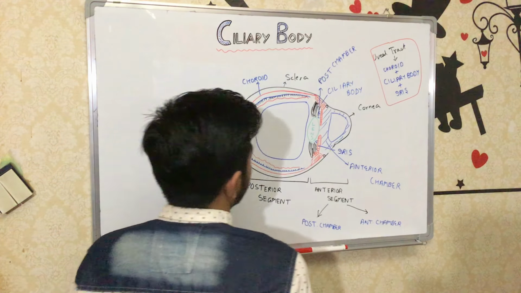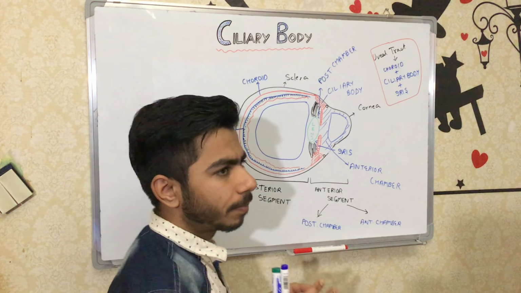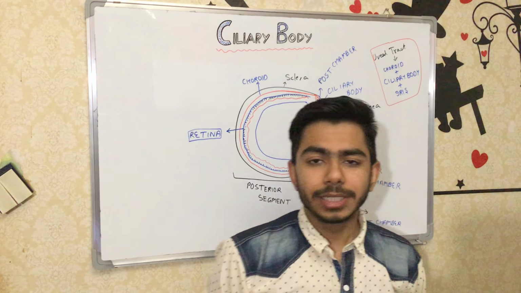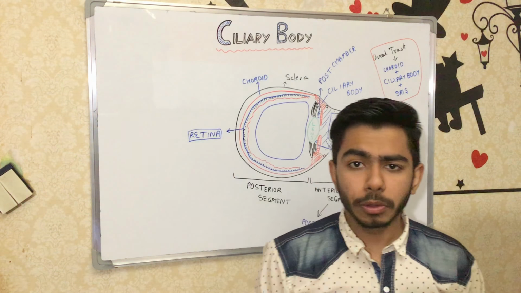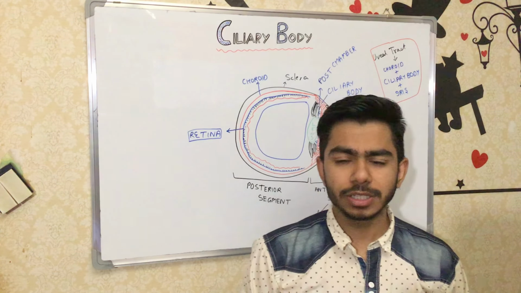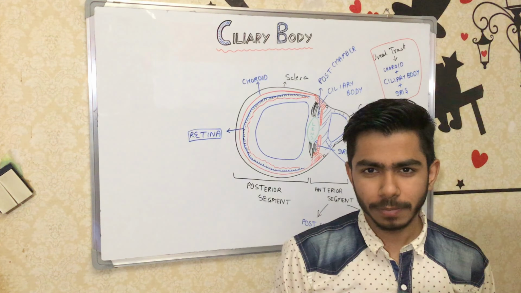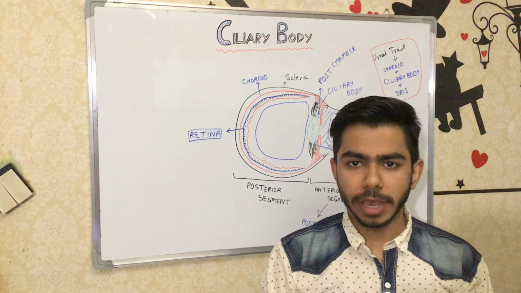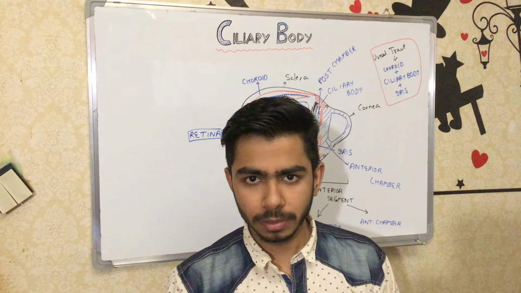Now, the aqueous humor is produced by which structure? The ciliary body is responsible for the production and secretion of the aqueous humor. Now, what is the significance of aqueous humor in our eyeball? Aqueous humor provides nutrition to the anterior chamber of our eyeball.